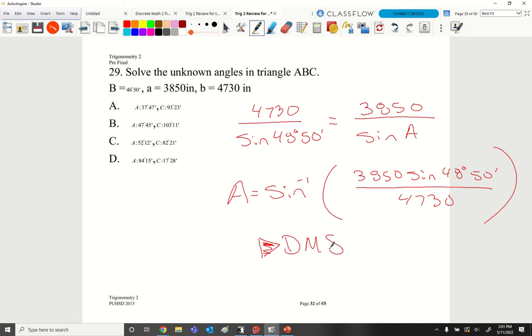Did we get an answer yet? 37 degrees, 47 inches? Minutes. You know what? You're not too far off. One tick mark in engineering means feet, and two tick marks mean inches.